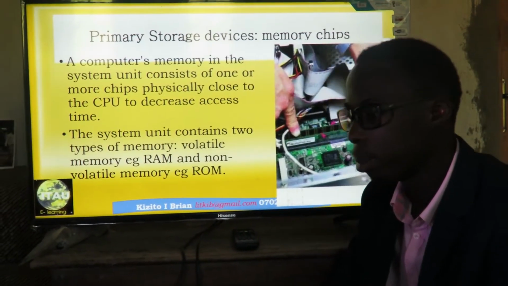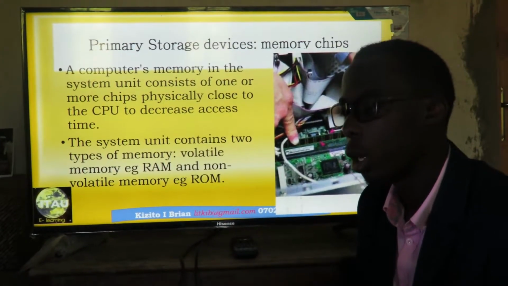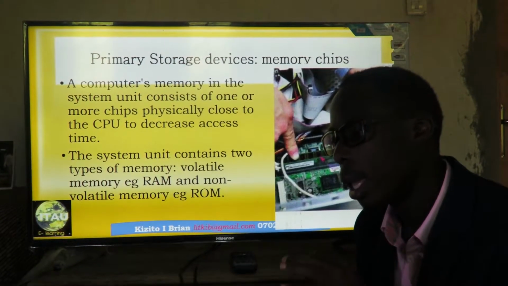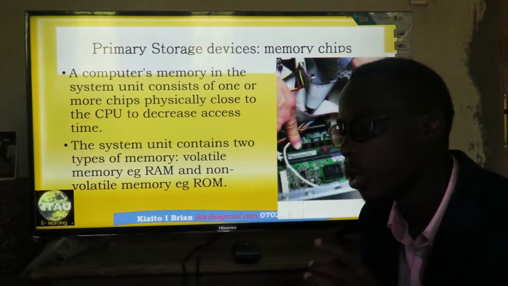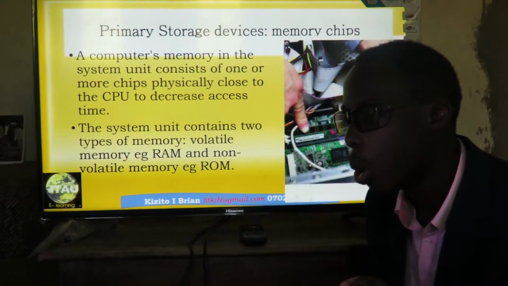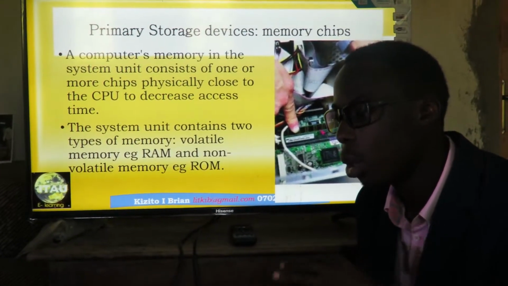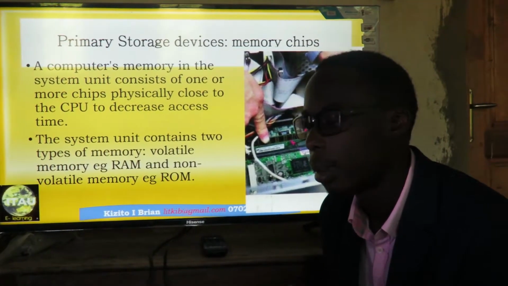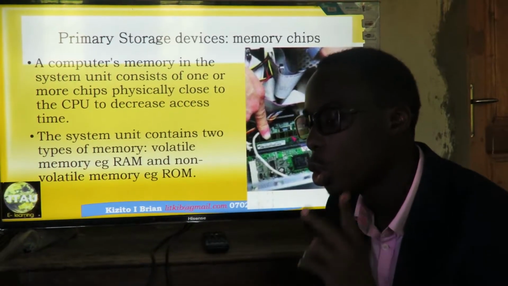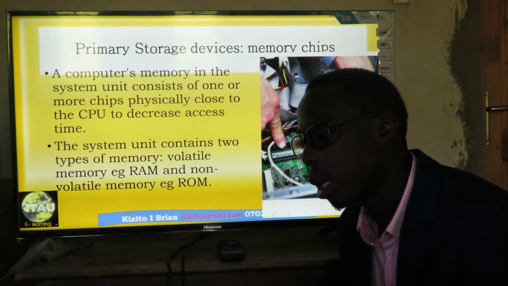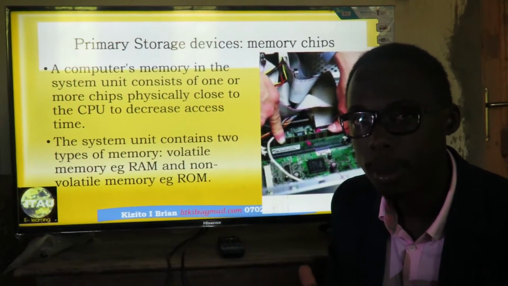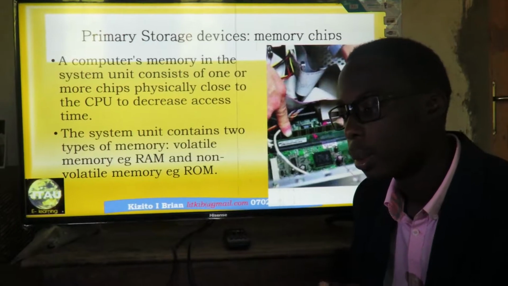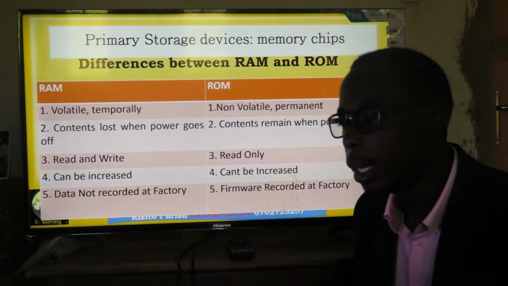Primary storage devices, or what you call memory chips. The computer's memory in the system unit consists of one or more chips physically close to the CPU to decrease the access time. The system unit contains two types of memory, what we call the volatile memory and also the non-volatile memory, what you call the RAM and the ROM.